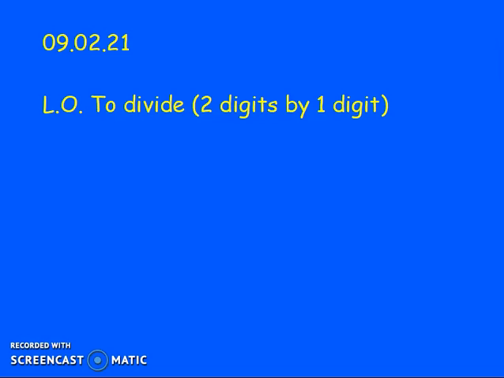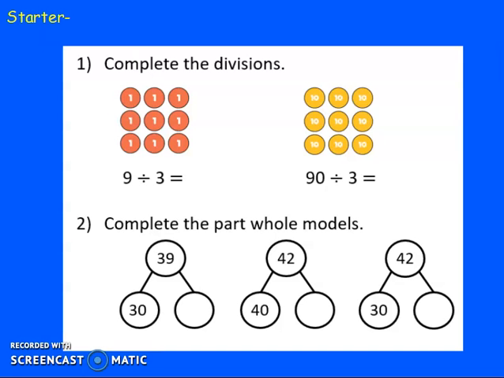Can you please pause the video and give yourself time to write today's short date and the learning objective, which is to divide two-digit numbers by one-digit numbers. Pause the video. Well done. Let's move on to today's starter activity.